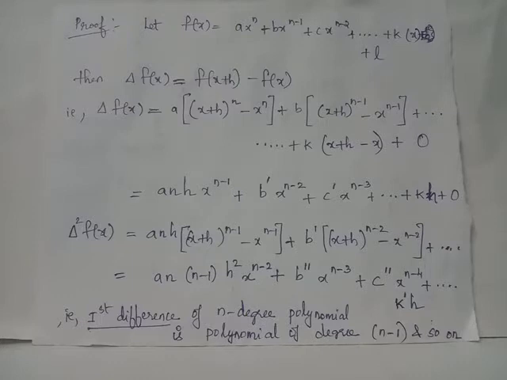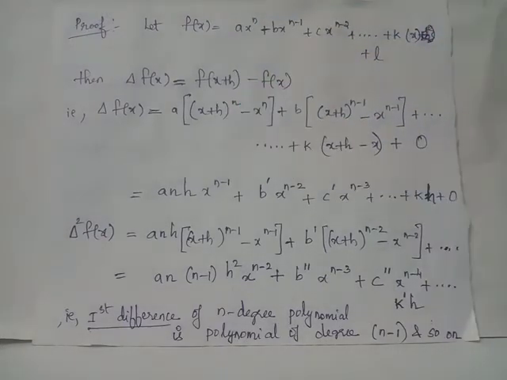We have f of x plus h, which is obtained by just replacing every x in the expression of f of x by x plus h. You will take the difference between f of x plus h and f of x to evaluate delta f of x, the first difference of the nth degree polynomial. You will see that (x plus h)^n has the coefficient a, just like x^n has the coefficient a. Therefore, (x plus h)^n minus x^n will have the common coefficient a. Similarly, (x plus h)^(n-1) and x^(n-1) share the common coefficient b. Hence, we have the term b times (x plus h)^(n-1) minus x^(n-1). And so on, we have k multiplied by x plus h minus x. The forward difference operator applied on constant l will be 0.